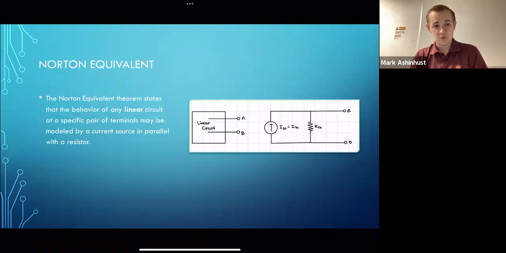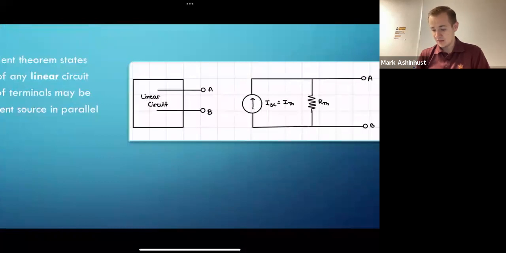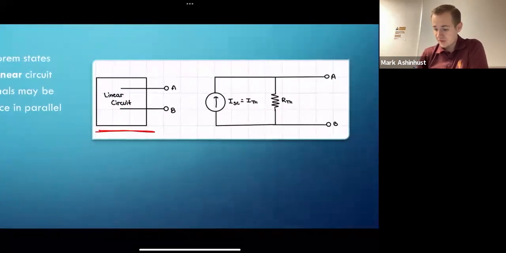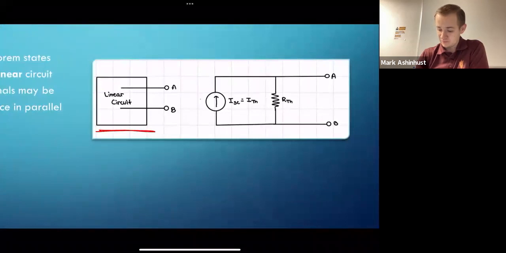Next we have a Norton equivalent. Like active passive, voltage current, or parallel series, the Norton equivalent is the dual of the Thevenin equivalent, and you'll see the definition is very similar. The theorem states that the behavior of any linear circuit at a specific pair of terminals may be modeled by a current source in parallel with a resistor. That linear circuit didn't change, but this model did. Now we have our current source and our parallel resistance.